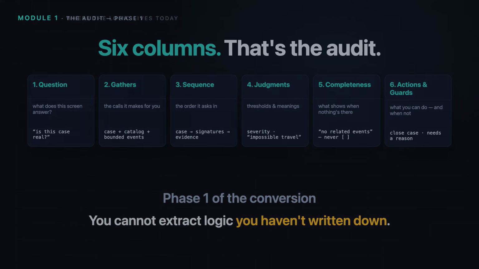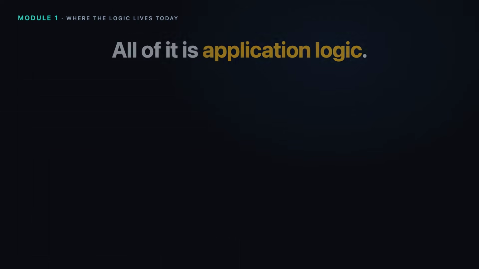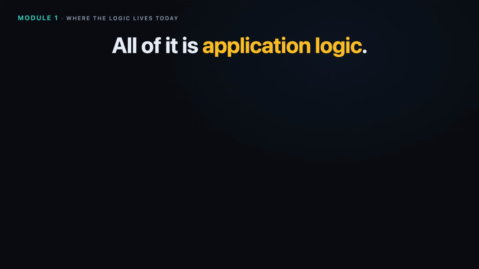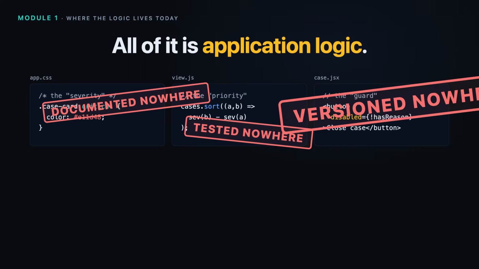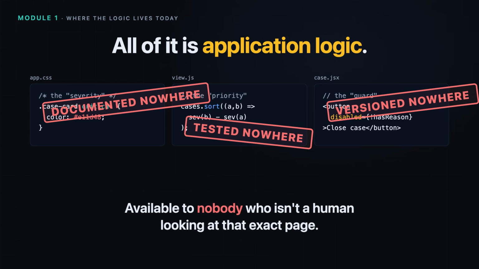And here's the uncomfortable part. Everything in those columns is application logic, decisions your product makes on behalf of a customer. And right now it's expressed in CSS, in a sort order, in a disabled attribute, documented nowhere, tested nowhere, versioned nowhere, available to nobody who isn't a human being looking at that exact page.